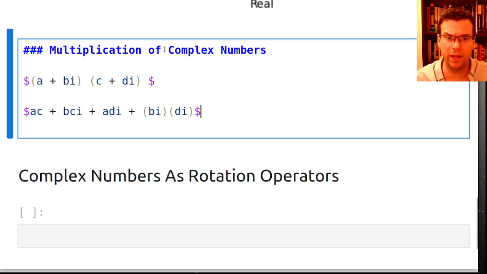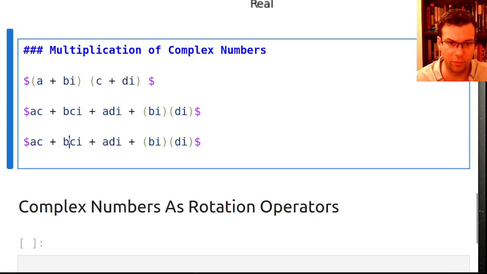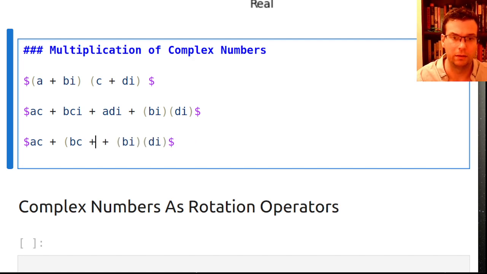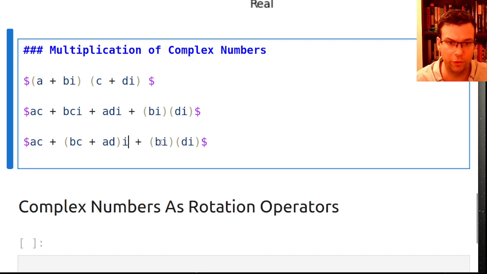So hopefully you agree with that. So I FOILed this here. I'm just doing the distributive property, multiplication. Now I can look at this, and I can clean this up a little bit, because I can combine the like terms of i here. So I can combine the two i components into bc plus ad times i. All right, so I did that. I pulled those two together.